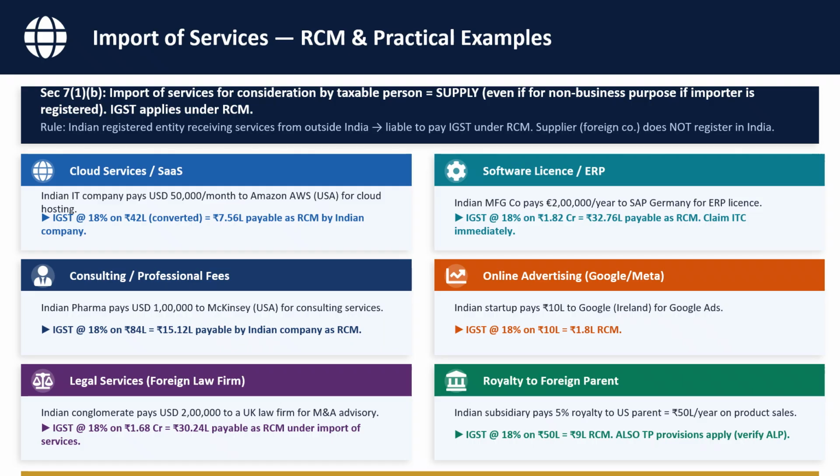Suppose, for example, if an Indian IT company pays $50,000 to Amazon AWS for cloud hosting, in that situation, if you convert that at the foreign rates, the 18% has to be paid by the Indian company. And then software licenses also. If you import any software license or ERP from foreigners, and any online advertising, this is also something you need to pay. And if you get any consulting or professional services from pharma companies, any legal services, or any royalties from foreign clients, if you get any service from outside the country, you need to pay RCM. So I have given a few examples for your understanding. You can take a screenshot and read on your own.